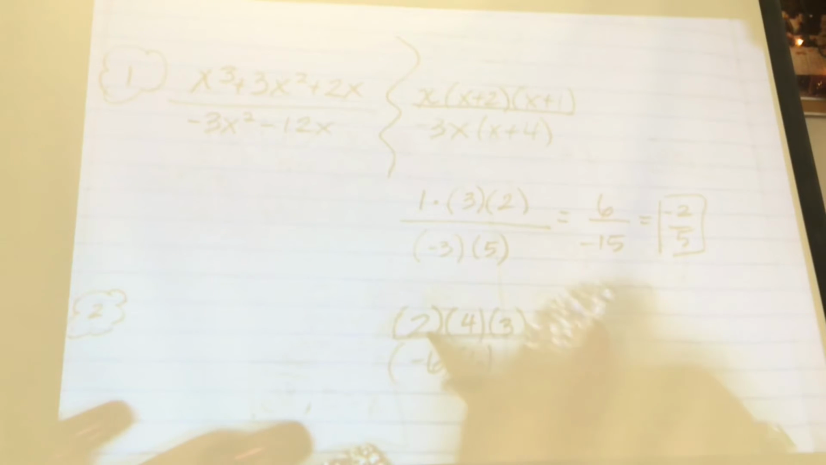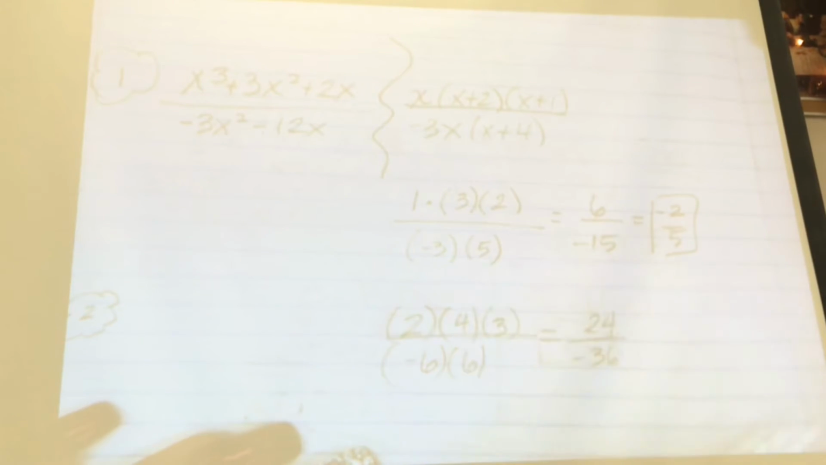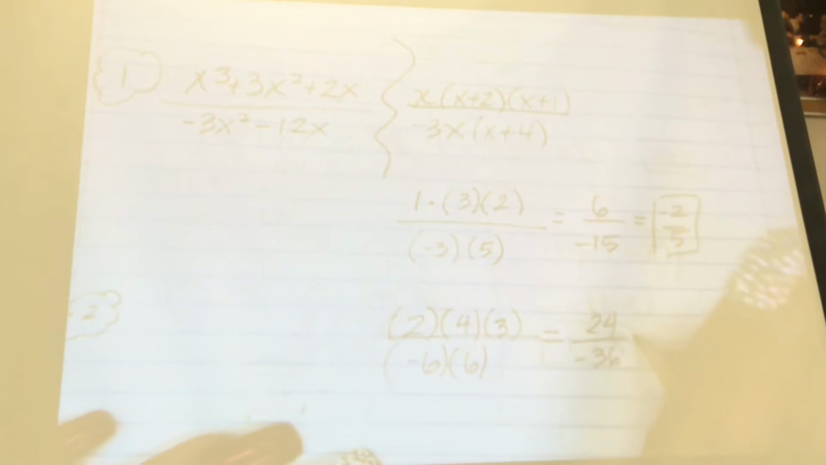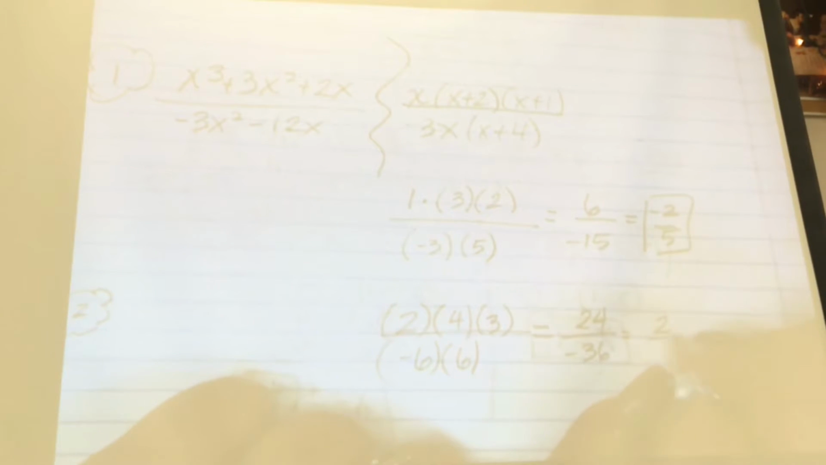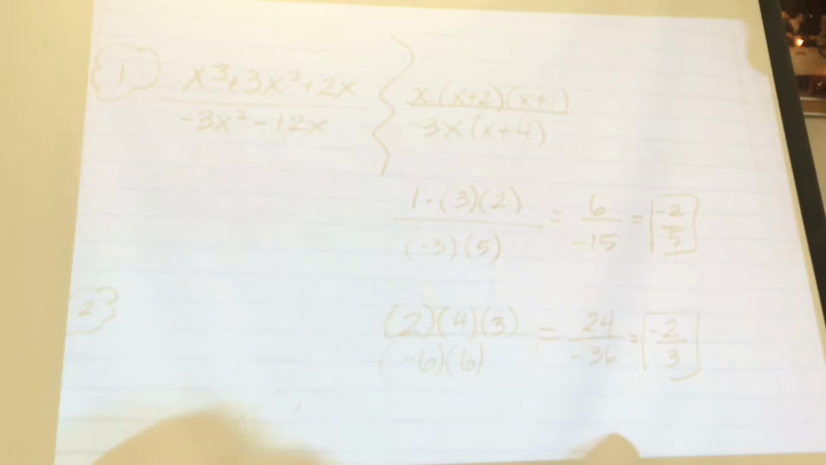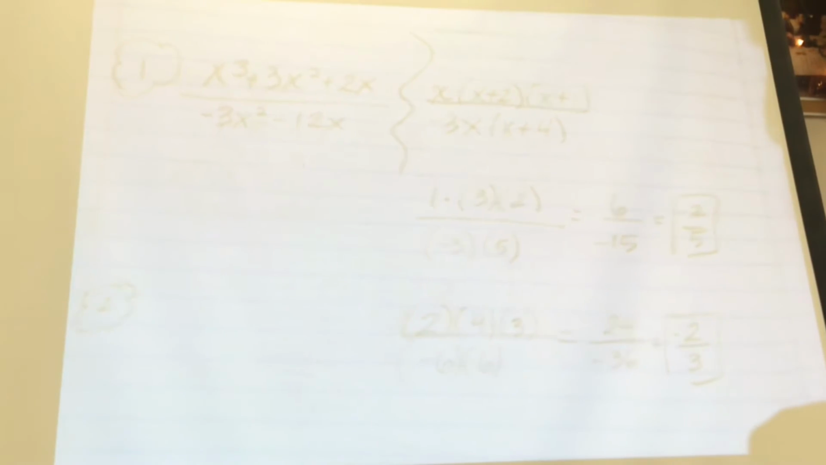Here we go. 2 times 4 times 3, that's 8 times 3, that's 24, over negative 36. Both of these can be divisible by 12, so that's negative 2 over 3. Who got that? Very good. So you should have negative 2/3 when you plug in 2.